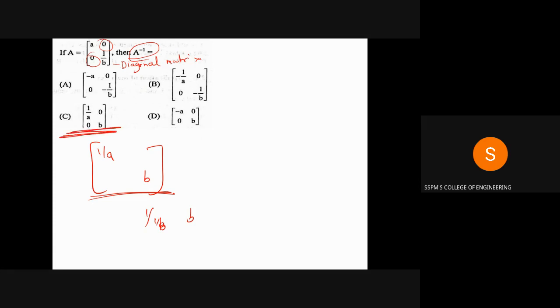Now see again, these entries are 0, therefore again this matrix is a diagonal matrix. How to find A inverse? See, A becomes 1 by A, and 1 by B becomes B. What is 1 upon 1 upon B? It is B. Therefore this is the inverse of the given matrix. So the correct option will be C.